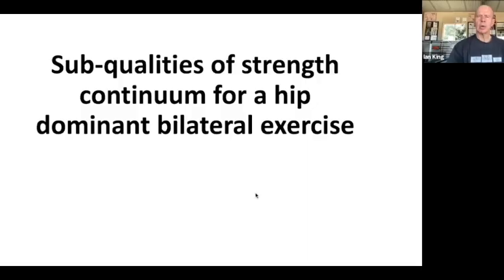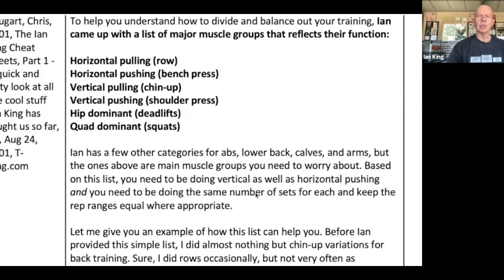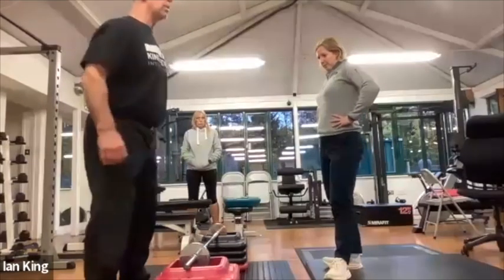In this video, I'm going to take you through a real-world example of applying my lines of movement exercise continuums to an exercise, in this case, a hip-dominant exercise of bilateral hip and leg extension through the deadlift and deadlift variations. So if you want to look deeper into this concept, check out my 1988 book, How to Write Strength Training Programs, where I introduced the concept of lines of movement, as well as a number of other publications where this concept is presented.